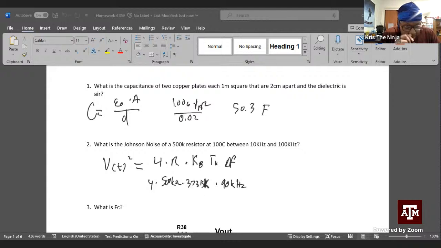1.38 times 10 to the negative 23. Okay, so now we do 4 times 500k multiplied by 1.38 times 10 to the negative 23. Multiply that by, hold up.